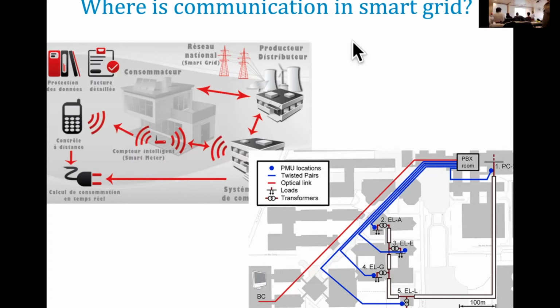Another example is a smart home. You have devices that are connected to each other. They are autonomous, so you have sensors and control devices that control each other autonomously. So you need connections there. We have communication in a smart grid. That's why we have an introductory course here.